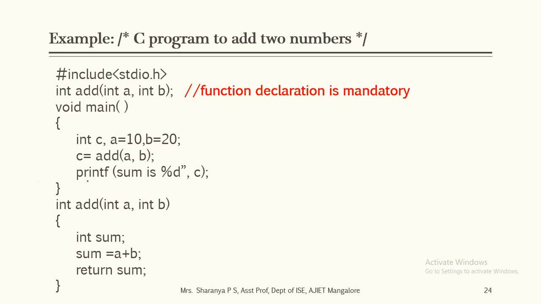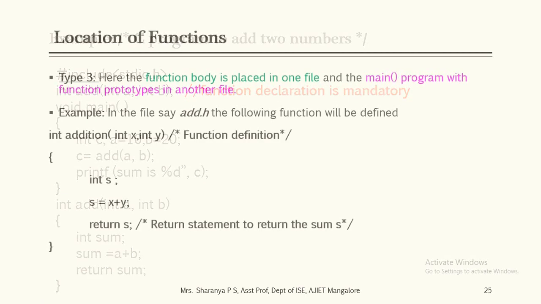That's why this function declaration is mandatory if we are using the main function and then mentioning the function definition. This is how we are using the second way of the location of the function, where the function definition is present after the main. Then the function declaration is mandatory. Suppose the function definition is prior to the main, then function declaration is not mandatory. These are the two points that we should be clear about.